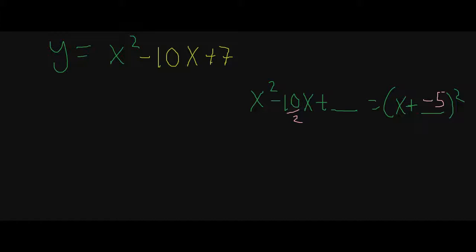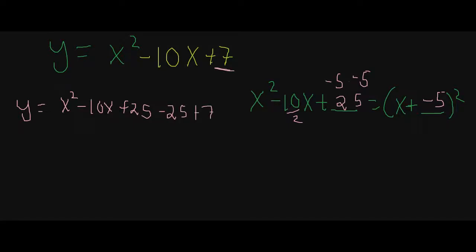Now what do we do with the negative 5 here to get the number that's going to go out here? Well, you multiply it by itself. Negative 5 times negative 5, and that gives me positive 25. So ideally, we would want this number here to be 25. So what we're going to do is just add it: x squared minus 10x plus 25. But if we add 25, like I mentioned, we have to subtract the 25. And then we still have this plus 7.